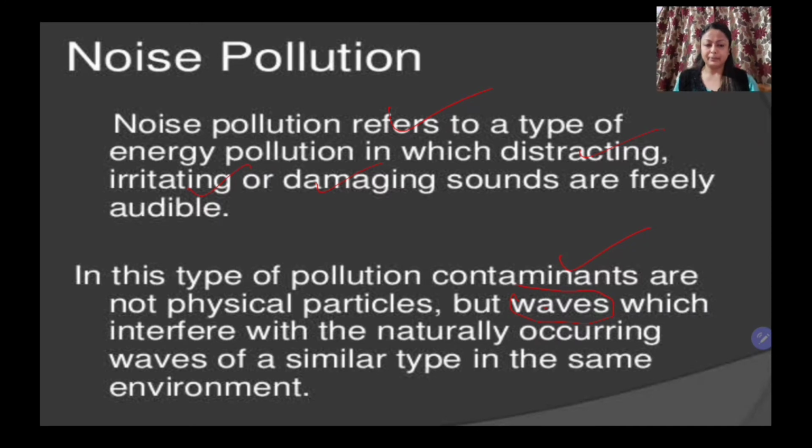So here the pollution causing elements are waves which interfere with the naturally occurring waves of similar type in the same environment. So if we play a soft music, that is music, and if we play a very loud music, that is also music, but one is sound and another one is noise, because the louder one is intolerable and irritating, and the soft music is soothing. So these two sounds, one is wanted, another one is unwanted. This is the difference between sound and noise.